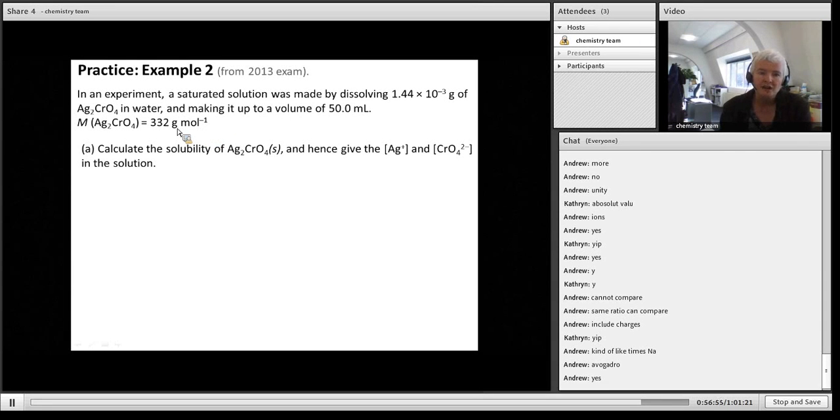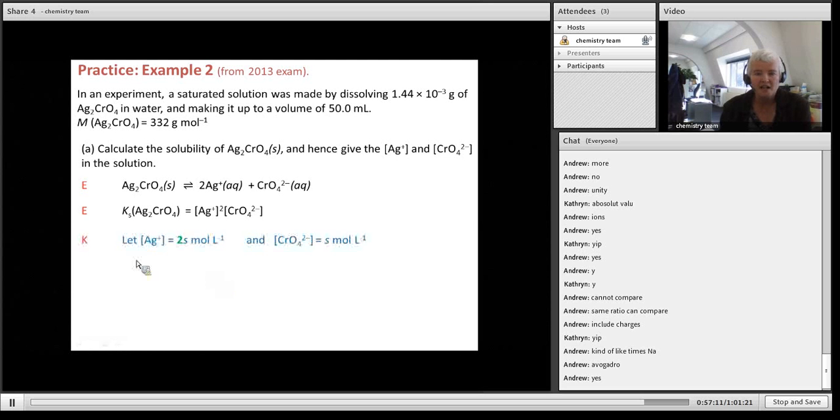So again, calculate the solubility. And so the same thing as you'd had to do for last year, give the silver and the chromate ion concentration. So start off with the equation and the expression. You'll make fewer errors. So you do the same thing. I've got twice as many silver ions. Okay, and as I said here, now they don't give me the Ks, so I can't now substitute in there and work out my s.